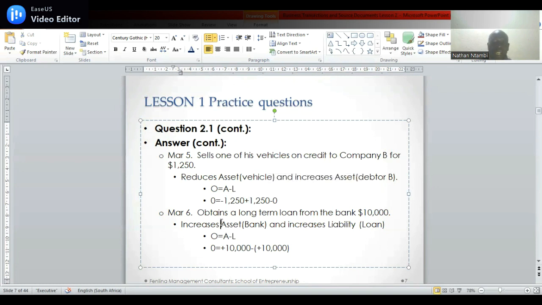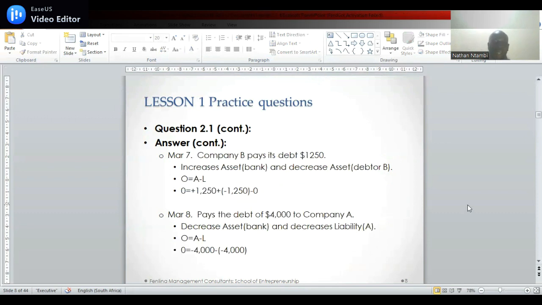March 6, obtains a long-term loan from the bank for 10,000. This increases the asset cash, increases the liability loan. You increase the asset by 10,000 and increase the liability by 10,000. So asset 10,000 minus 10,000 will give us 0. March 7, company B pays its debt of 1,250. This increases asset bank and decreases asset debtor. As you can see, plus 1,250 minus 1,250.